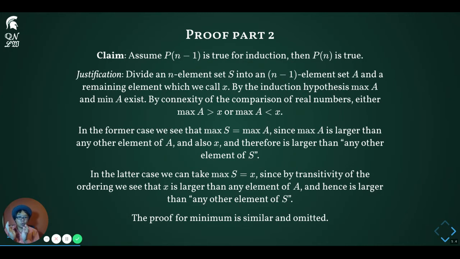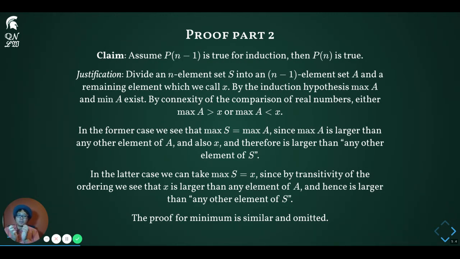Max of A cannot equal x, since max of A is an element of A and x is not an element of A by design. If max A is bigger, then we see that the max of S is the same as max of A. The element that is the max of A is bigger than any other element of A, and we just saw it is also bigger than x, so it must be bigger than any other element of S.